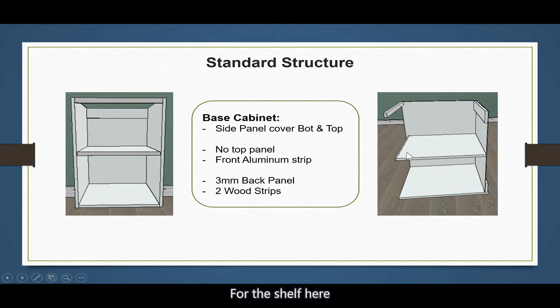And for the shelves, as you can see here, they're not the same depth as the side panels. They're actually 20 millimeters shorter. This makes them look nicer and gives people an easier working space.